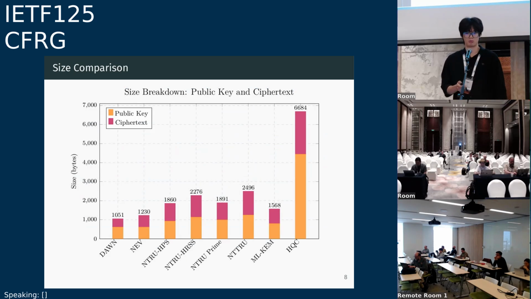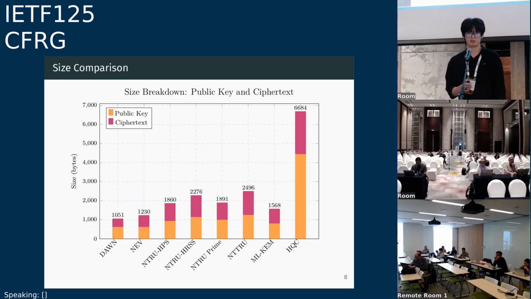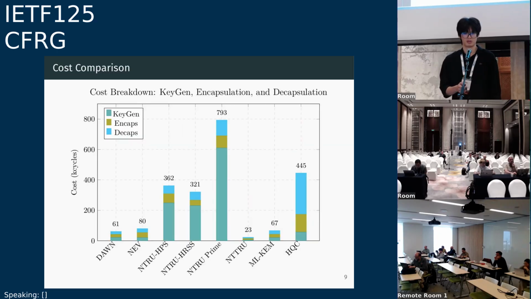Okay, to visualize this, we show a size breakdown in public key and ciphertext. We can see that Dawn is clearly the most compact among the post-quantum KEMs. And this is the cost breakdown. Okay, Dawn, Knife, NTTRU, and ML-KEM all have high efficiency.